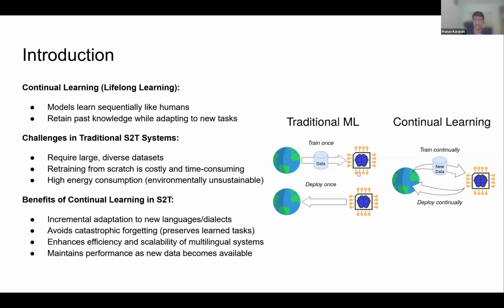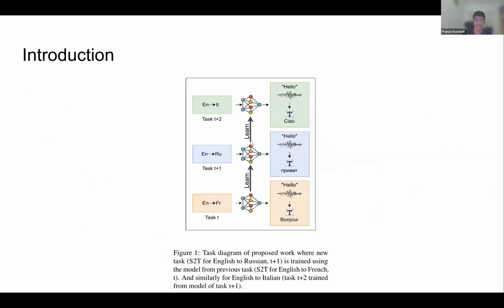So continual ST, in the context of speech to text translation, continual learning means addition of new languages while retaining performance on old languages. So for example, I have a model that can translate from English to French. Then I train it so that it is able to translate from English to Russian, but it should still be able to translate to the French language, and so on. I can keep on adding new tasks, so it should be able to perform the new language pairs while still retaining performance on the older ones.